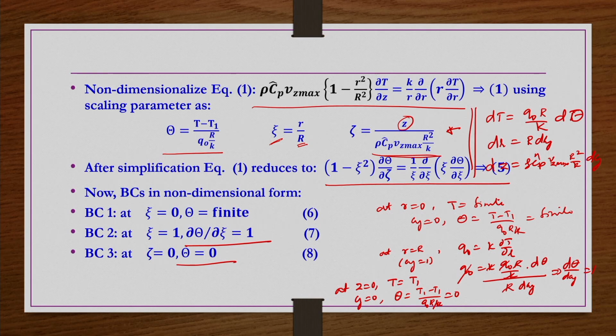Okay. So, now we are going to solve this equation number 5 using the boundary conditions given in equation 6, 7, 8. So, obviously, it is not possible without making certain kind of approximations, okay, because now temperature is a function of r and z. So, theta is also a function of zeta and xi here.